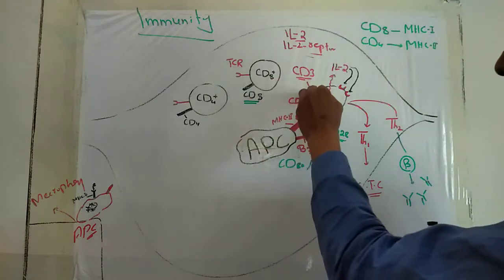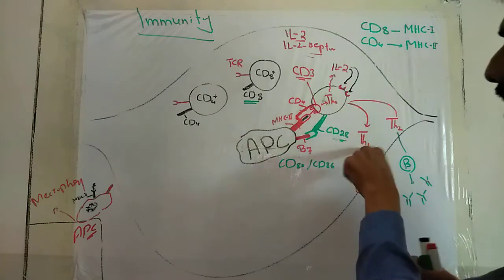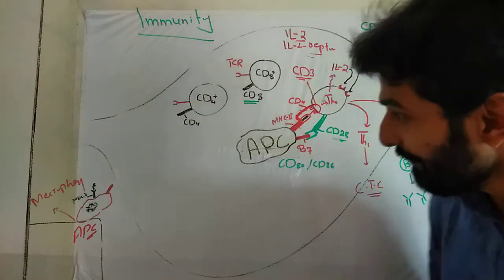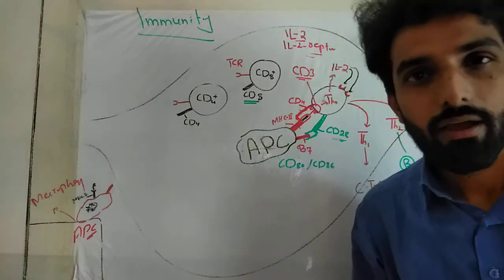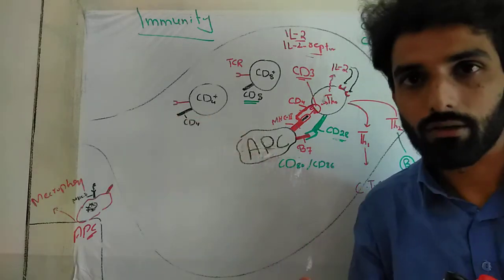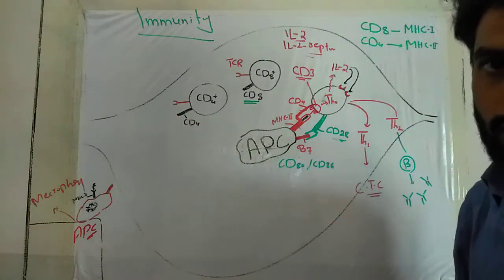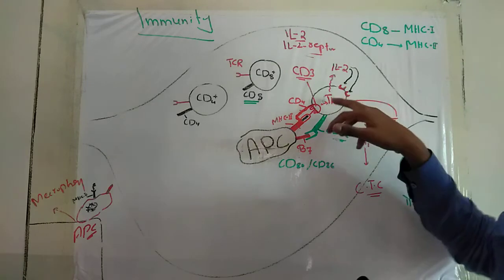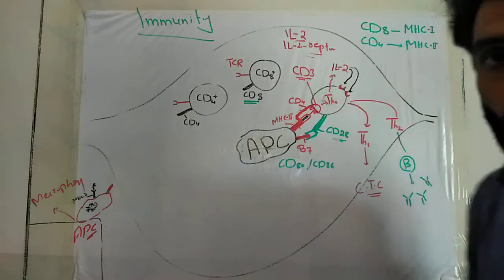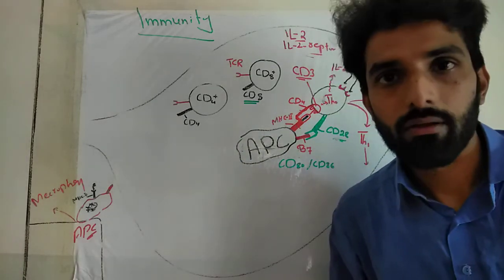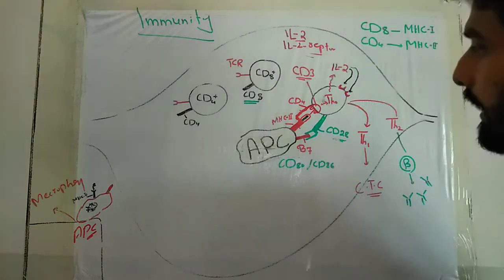And with the help of those cytokines, this Th0 will convert into Th1. But if this APC engulfs an extracellular pathogen, it will release some different cytokines, and it will convert Th0 into Th2 so that antibodies can be formed. Clear? Okay, now let's see.